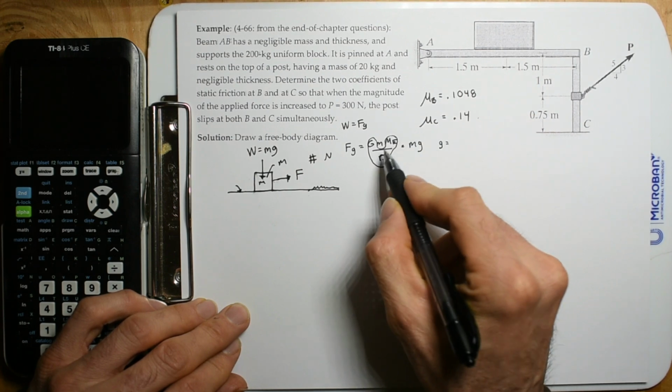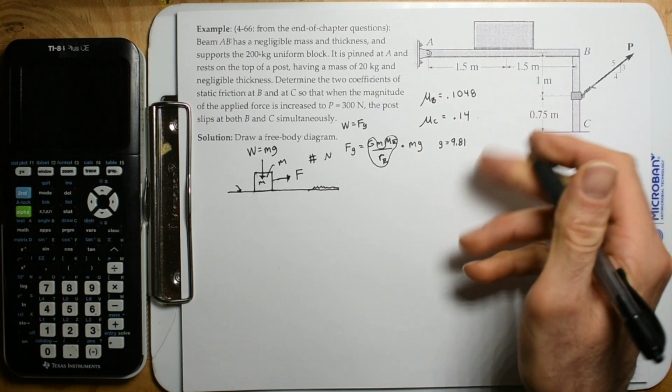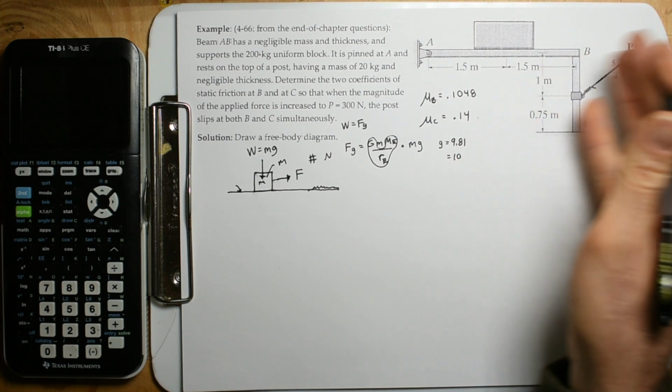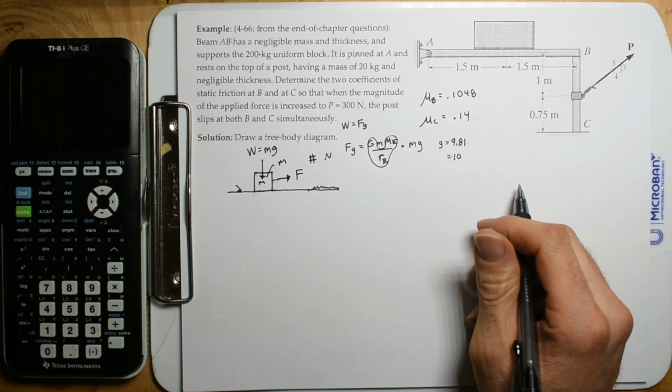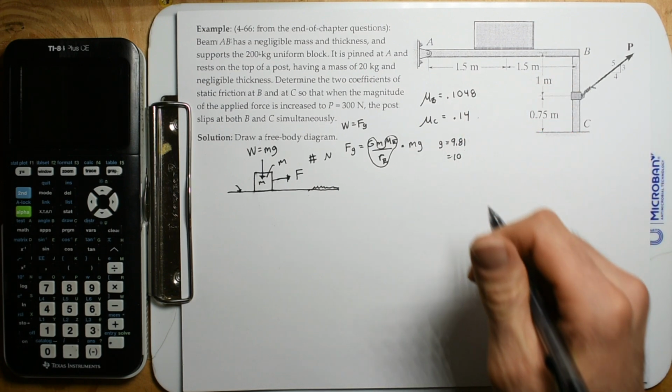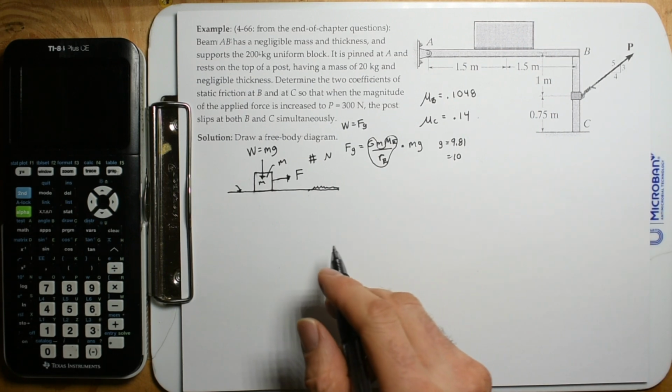g is just designated as this. And so this student's going to use 9.81. You could use 10, and just kind of go through and get a halfway rough answer. It'd be just fine. Alright, so that was a little tangent.